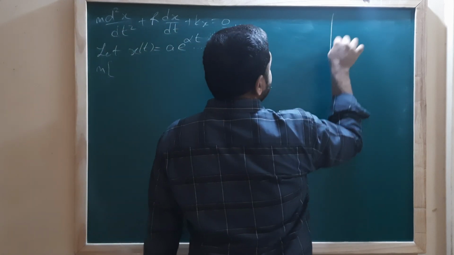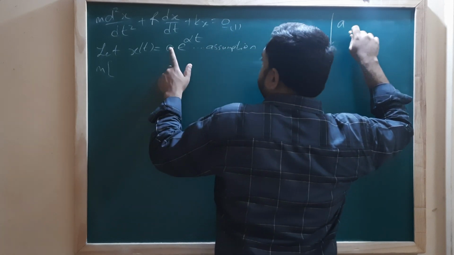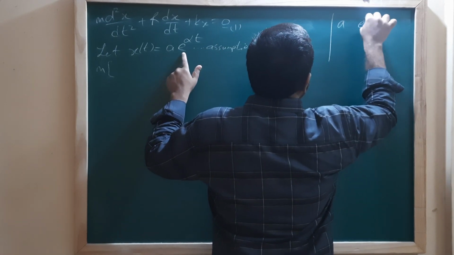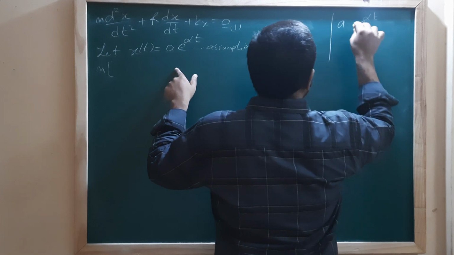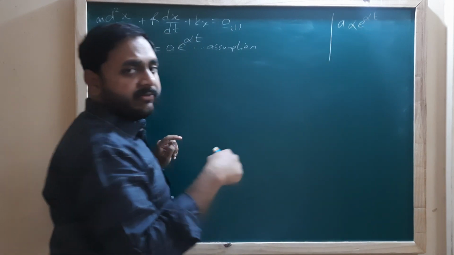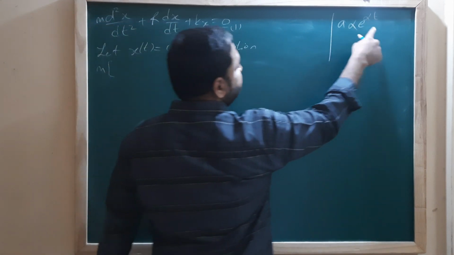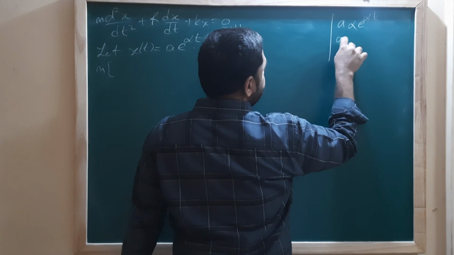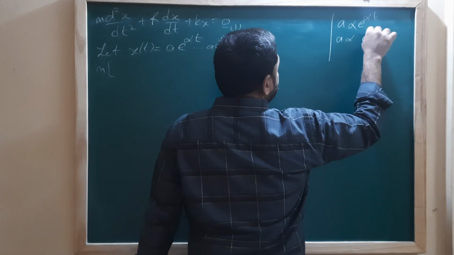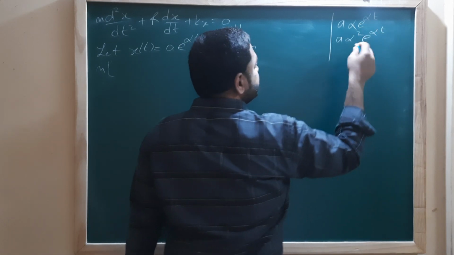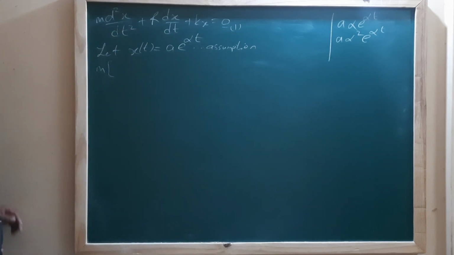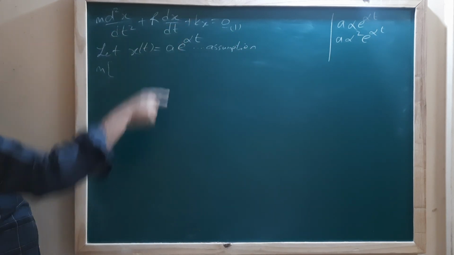If you take the derivative, you should get a into e raised to alpha t multiplied by alpha. And again, if you take the second derivative, this alpha is again a constant, so it will become a alpha square e raised to alpha t. That is the second derivative and the first derivative.